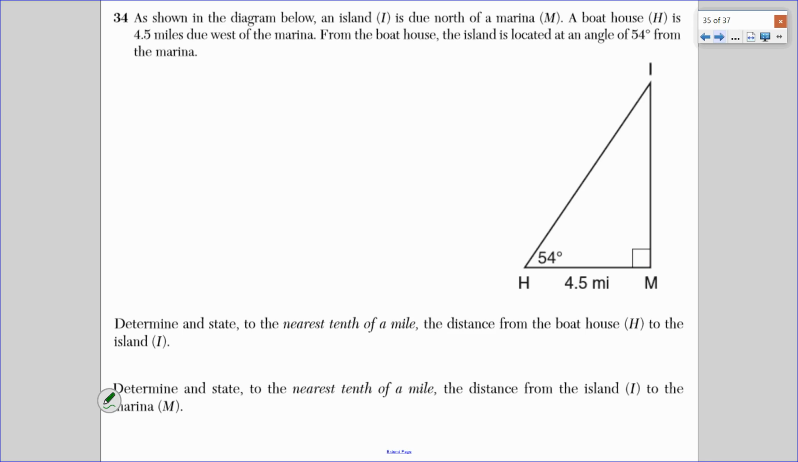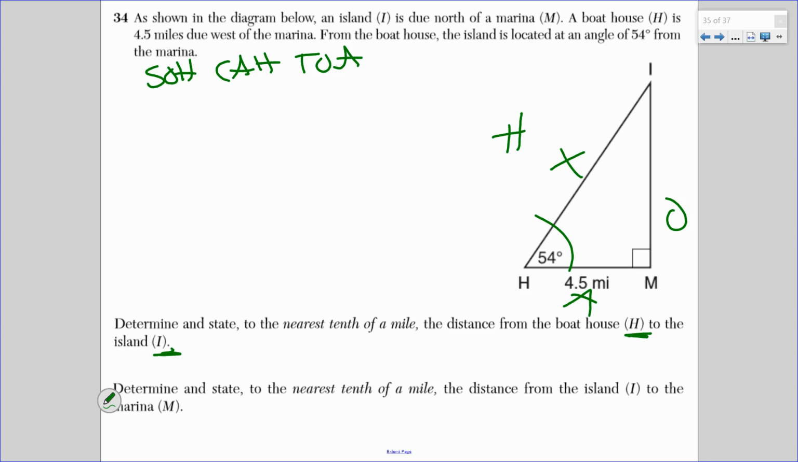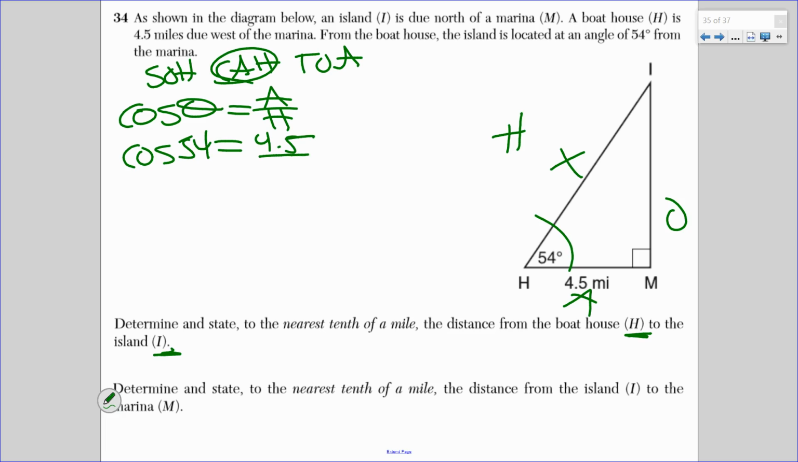Everything's in the picture. First question is saying determine, to the nearest tenth of a mile, the distance from the boathouse H to I. H to I is what it's asking for. Again, SOH CAH TOA. Label your A, your O, and your H. There is an A and H involved, so it's CAH. Cosine of theta equals A over H. Theta is 54. A is 4.5. H is X. From here, I'm going to cross multiply and solve.